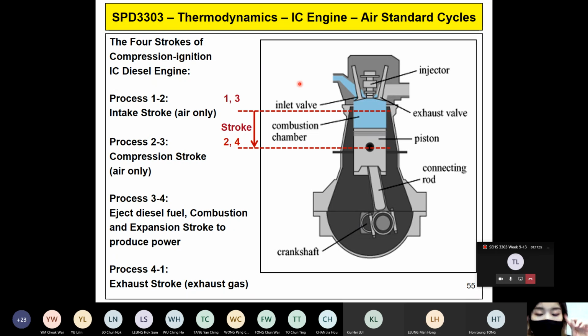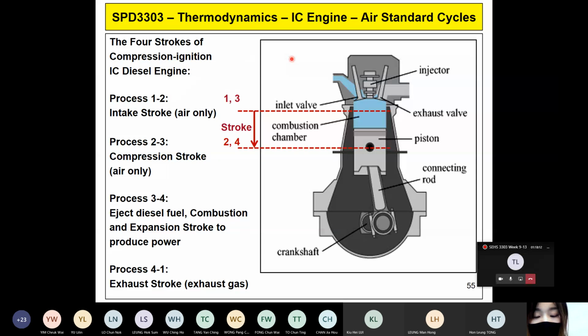In the last lecture, you have already learned the construction of a typical engine. And also you know the 4-stroke spark ignition engine, or gasoline engine. So now let's go through the 4 strokes of the diesel engine. Let's have a look at the working process of the compression ignition diesel engine.